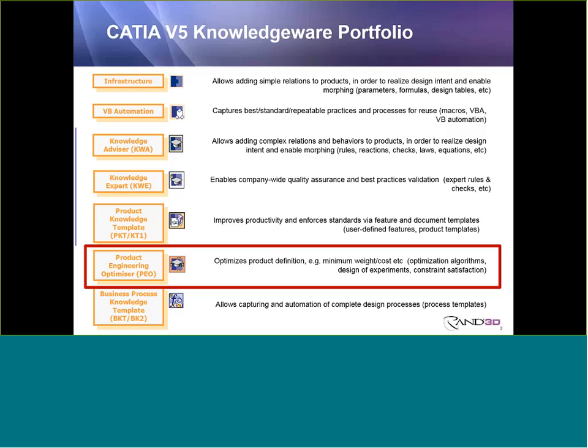This is the part that is called CATIA infrastructure, let's say simple things such as design tables. There are plenty of others, such as automation, which is Visual Basic, and Knowledge Advisor, adding things such as rules, reactions, checks, laws, equations, et cetera. There's also Knowledge Expert, and Product Knowledge Template that lets you create all kinds of user features, power copies, product templates, et cetera. But what we're going to talk about today is the Product Engineering Optimizer. This workbench is very frequently overlooked, but it could be very, very useful. So we're going to start with the tool which is called optimization.